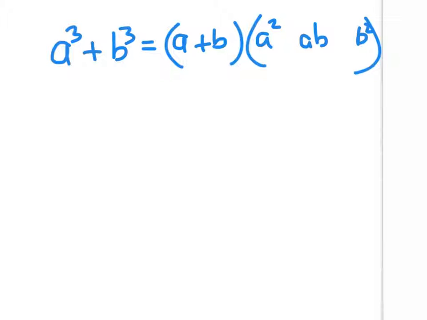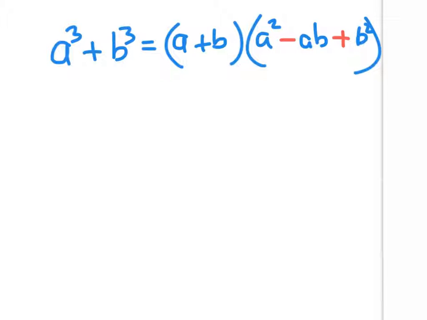b squared. Now the middle term of the trinomial needs a sign in front of it, either a plus or minus. Because this first one was a plus, this middle one is going to be a minus. And what about the b squared? It's always going to be a plus. How do you remember that? Well, you could think of it this way: anything squared is always going to be positive. Just a little trick to remember that.